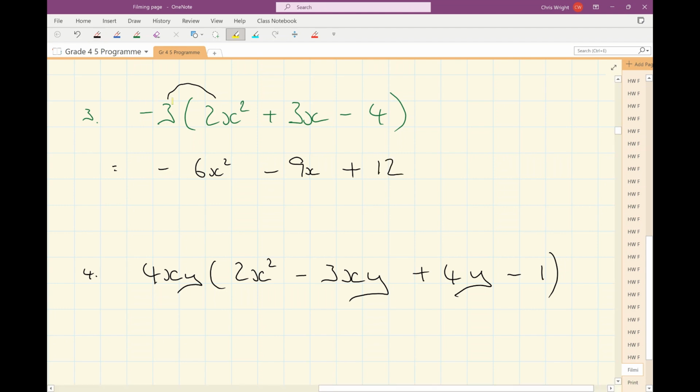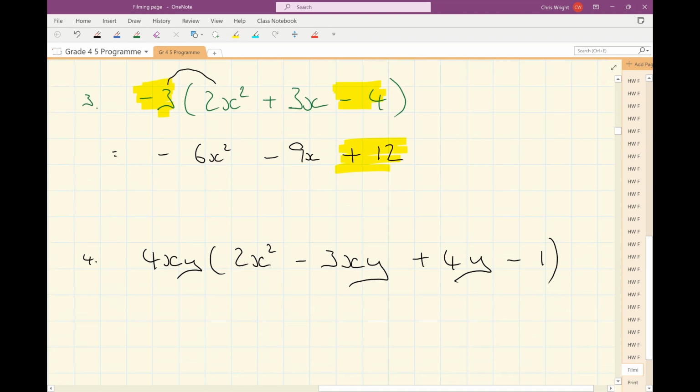Alternatively, you might like to think about minus 3 times 2x squared to give you minus 6x squared. You might like to think about minus 3 times plus 3x to give you minus 9x. And you might like to think about minus 3 times the minus 4 to give you plus 12. And what about number 4?